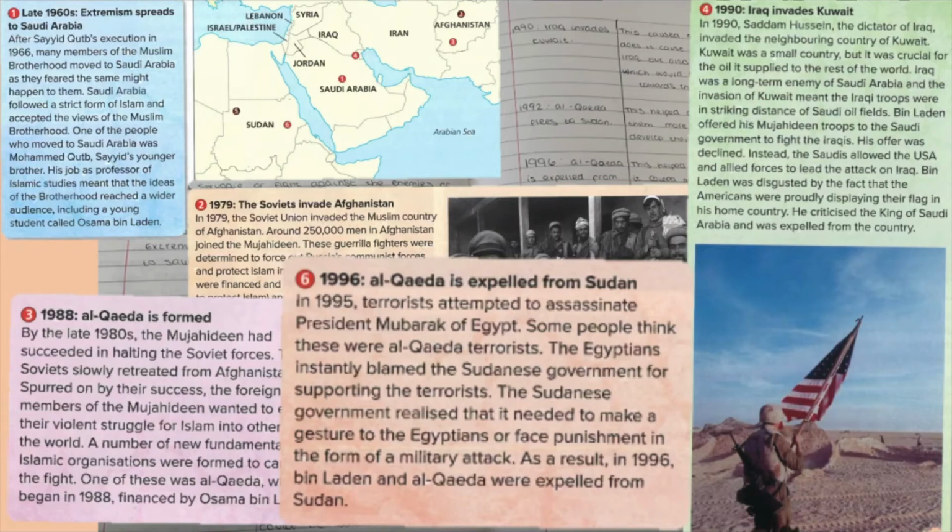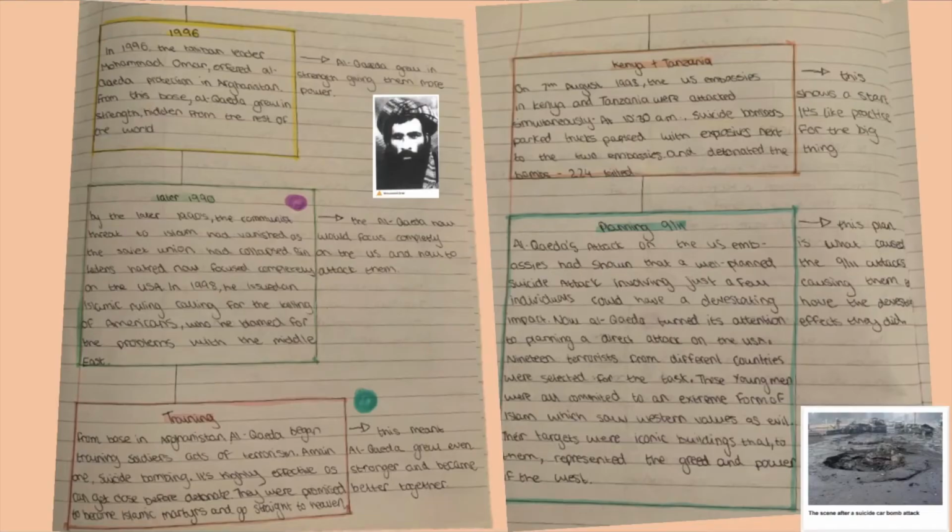Now, in 1995, terrorists attempted to assassinate President Mubarak of Egypt. Some people think these were Al-Qaeda terrorists. The Egyptians instantly blamed the Sudanese government for supporting the terrorists. The Sudanese government realised that they needed to make a gesture to the Egyptians to quell the tension, or they would face punishment in the form of military attack. As a result, in 1996, bin Laden and Al-Qaeda were kicked out of Sudan. After being expelled from Sudan and banned from Saudi Arabia, bin Laden had only one place he could go: Afghanistan.